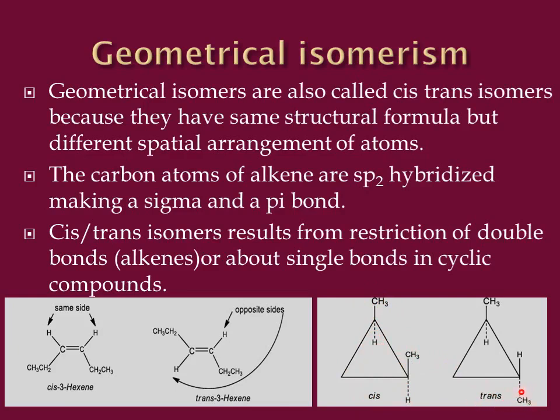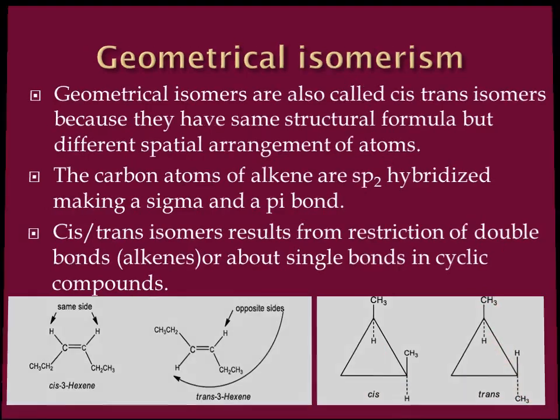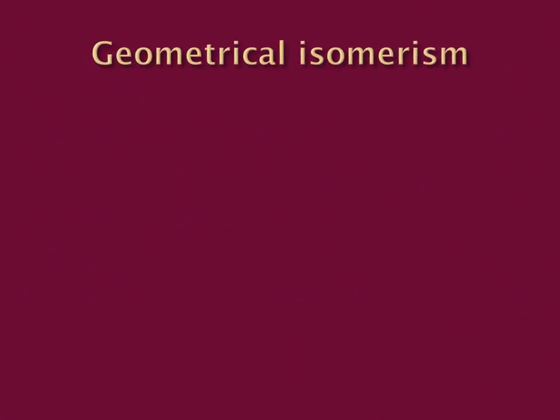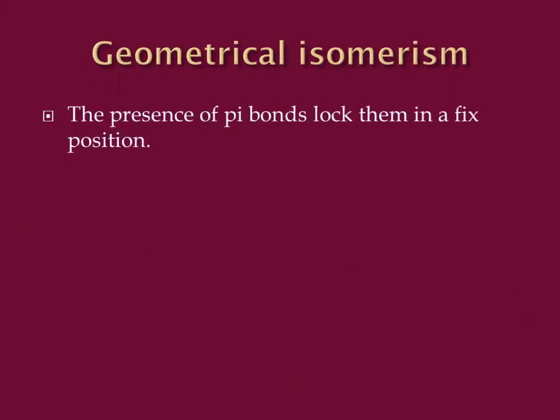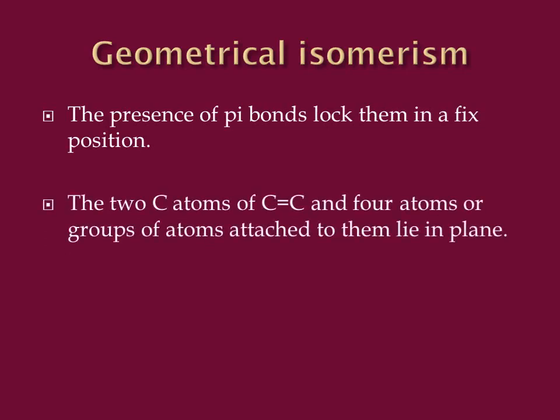Students, let us look at some important structural features which are required for geometrical isomerism. The first one is the presence of a pi bond which locks them in a fixed position. The second one is that the two carbon atoms of the double bond and the four atoms or groups of atoms attached to the double bond all lie in the same plane.